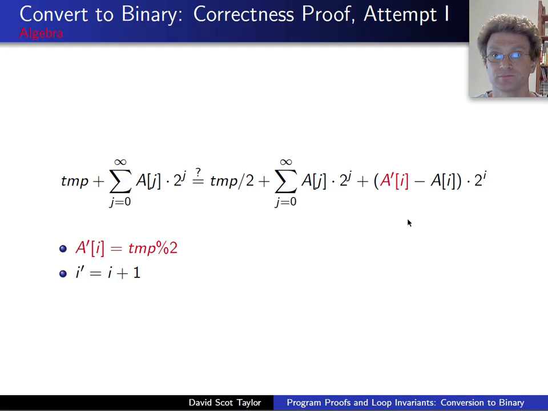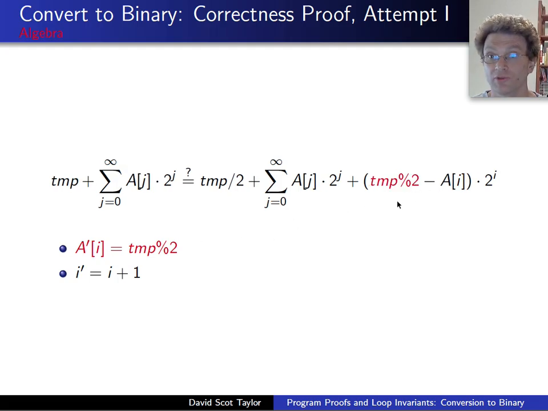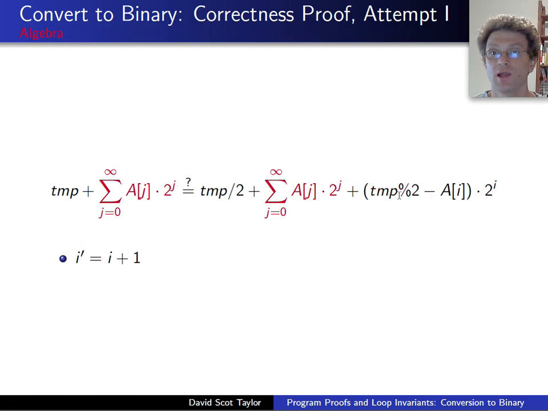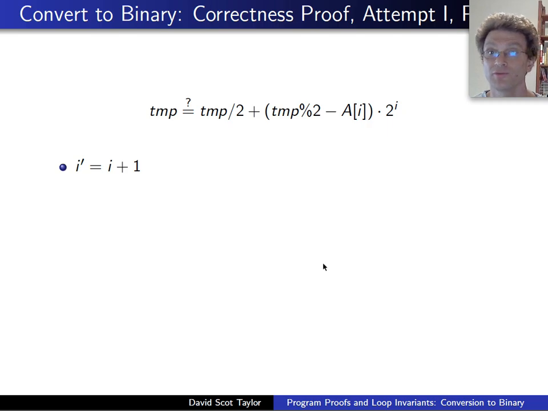Great. I know what this A prime is. I can substitute in for that, this temp prime. And now I have these two big sort of ugly looking terms, but they're on both sides of the equation. Since they're on both sides of the equation, I can get rid of them. And now I'm left with this equation.